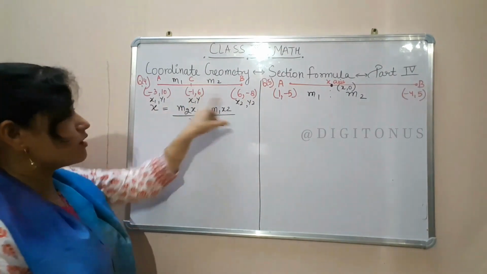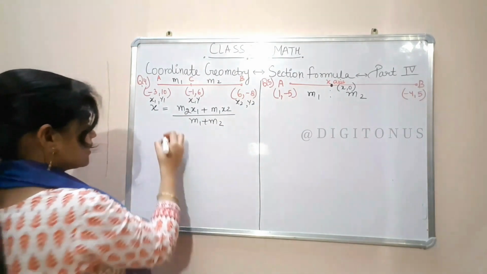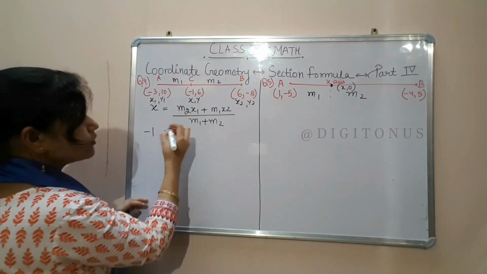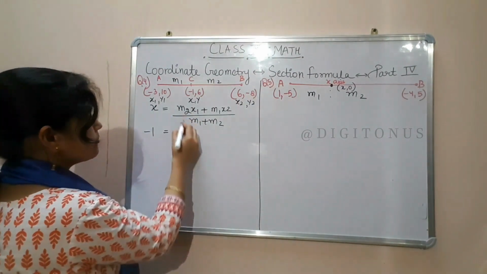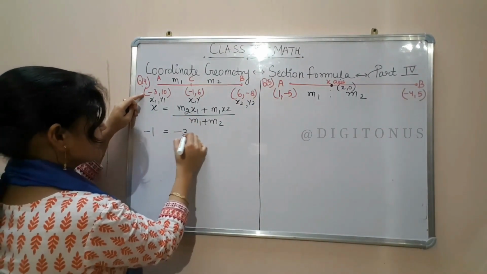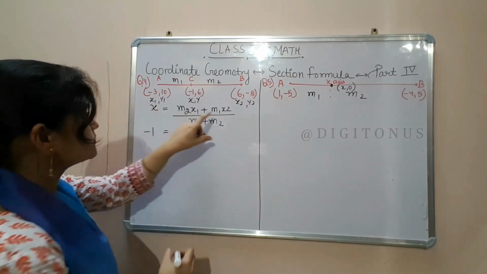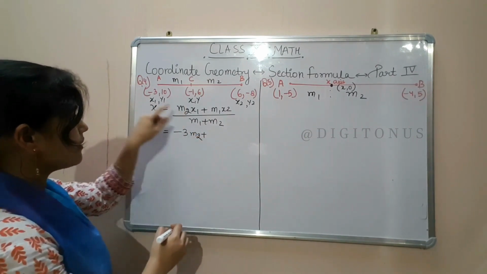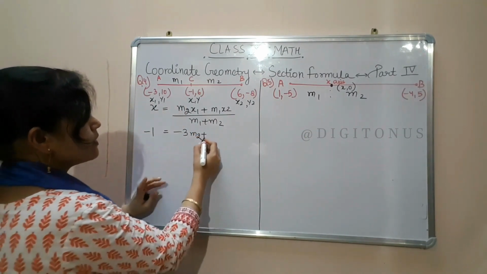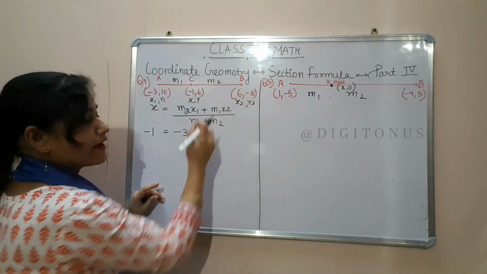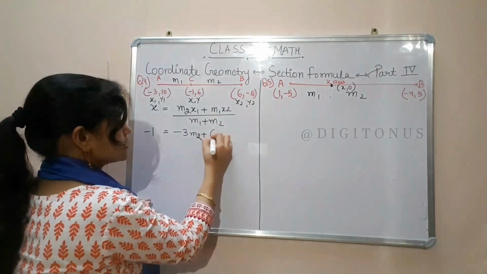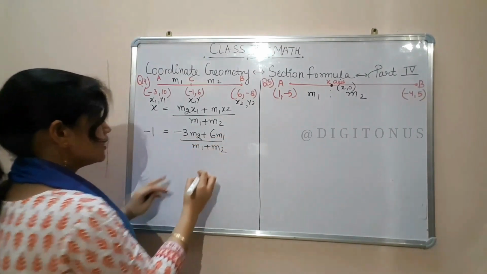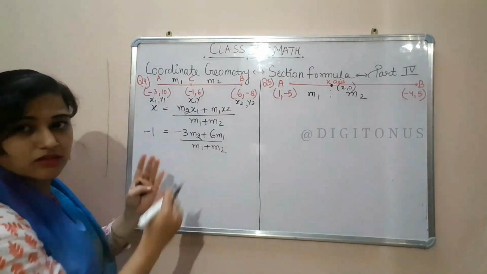Now we know all the values, so directly we can put the values. X value is -1, m2 value we don't know, we have to find out, so we will keep m2 only, and x1 is -3, so -3 m2 plus x2 value is 6 and m1 value again we don't know, so 6 m1 upon m1 plus m2. Now I am shifting this here, cross multiplication.